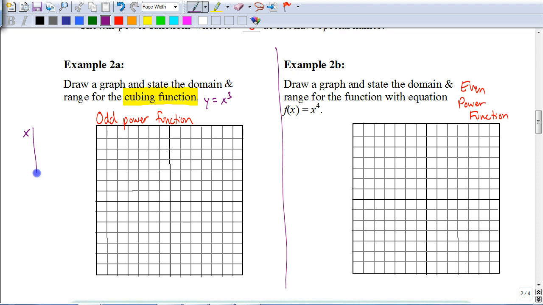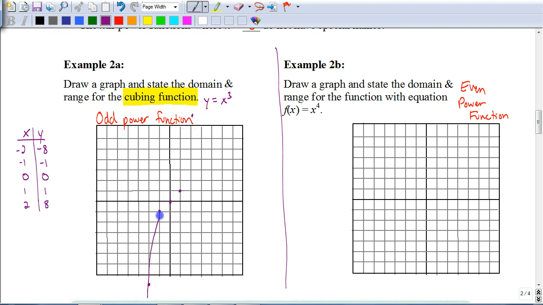To graph this, we're just going to start out with an xy table and go to our popular numbers: -2, -1, 0, 1, and 2. If I put -2 in there for x and cube it, that's going to give me -8. Remember, we're cubing it, not multiplying it times 3, so it's not -6. It's -2 times itself 3 times, which is -8. -1 cubed is still -1. 0 cubed is 0. 1 cubed is 1. 2 cubed is 8. So when I go to graph this, -2, -8 would be down here. -1, -1. 0, 0. 1, 1. 2, 8.